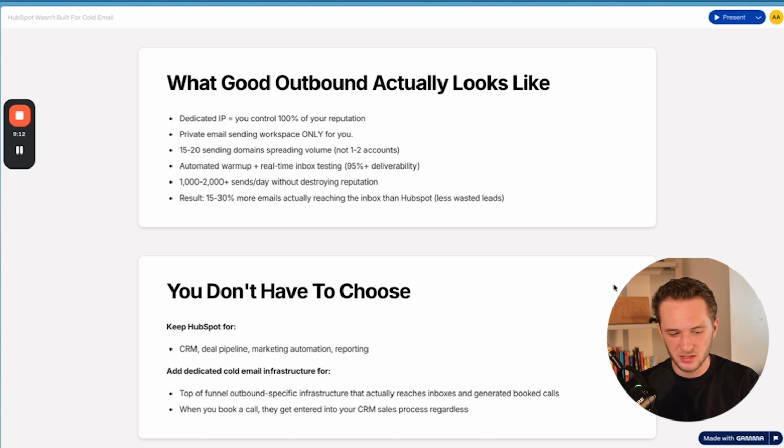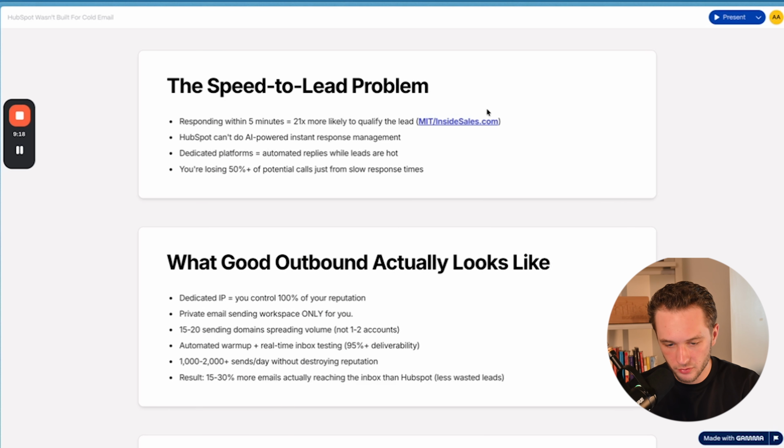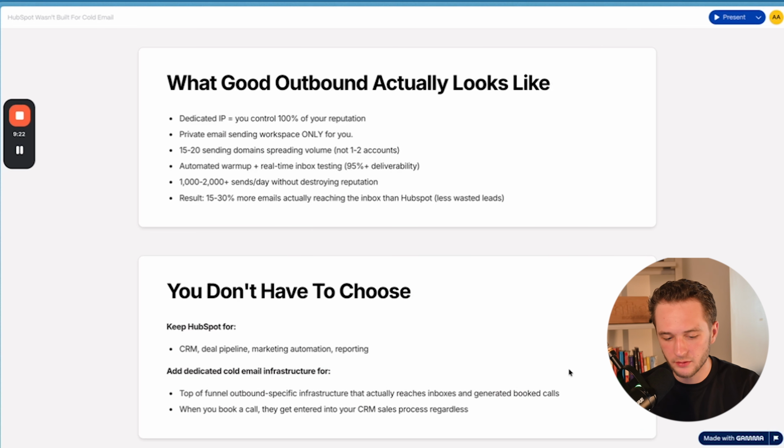Hopefully that all makes sense. Like I said, I kind of went through that a little quickly, but we went through why it's bad, the different flaws, what good outbound actually looks like, and then you don't have to choose. You could do both. And like I mentioned, we use Email Bison for our sending platform. It is super reliable. It's been around for one of the longest times that private sending has been a thing. So give them a try. And yeah, that's that.